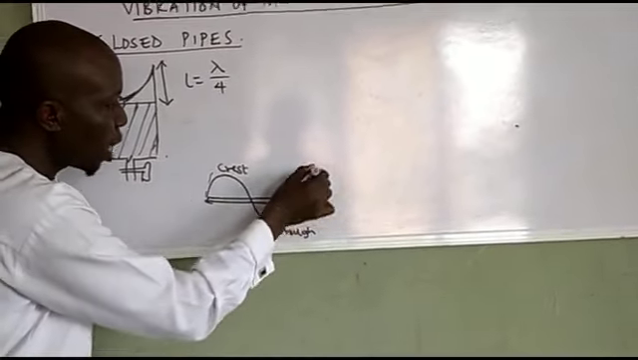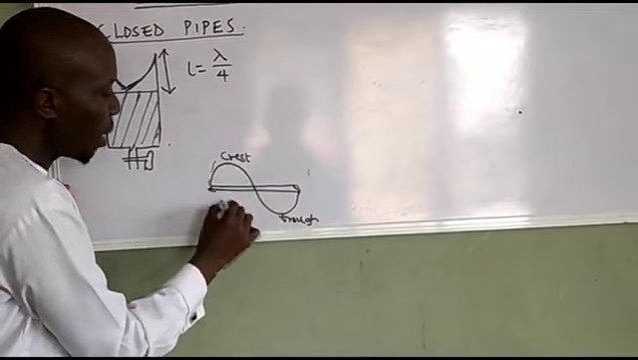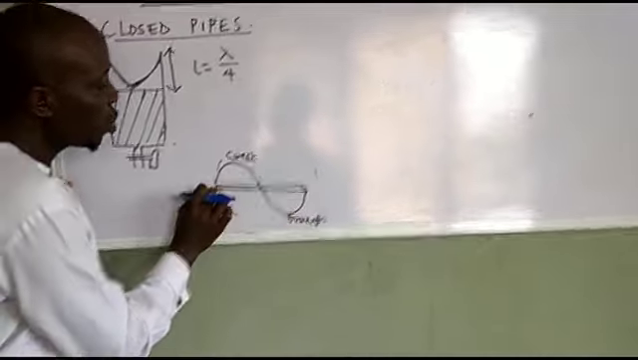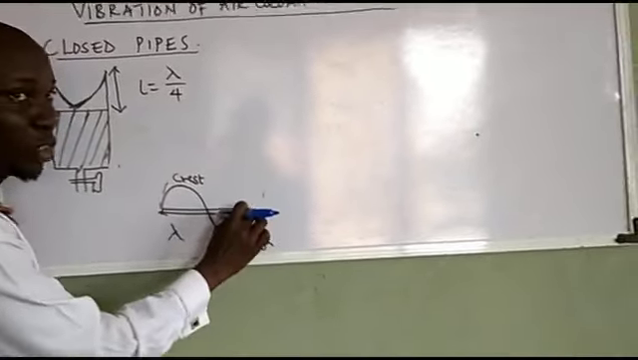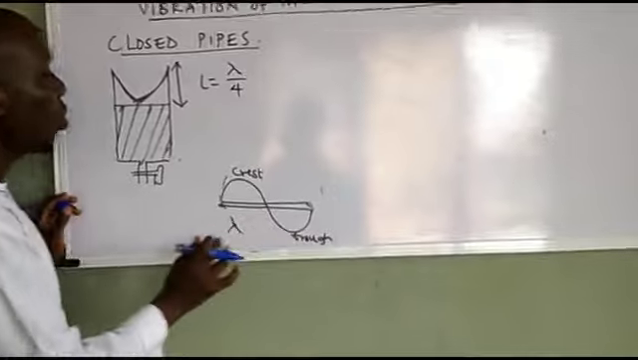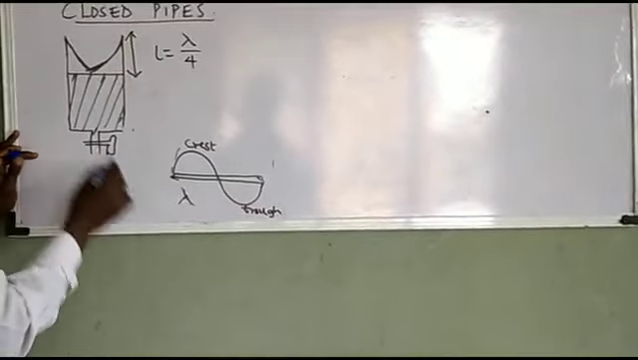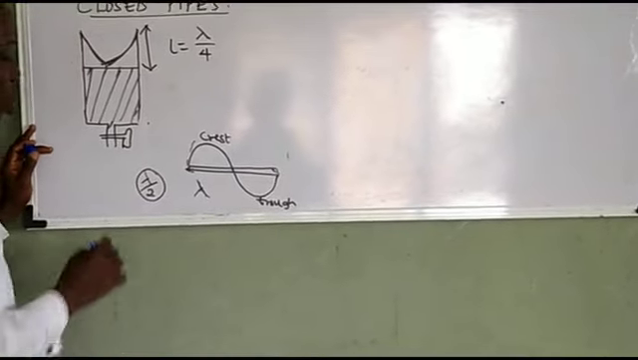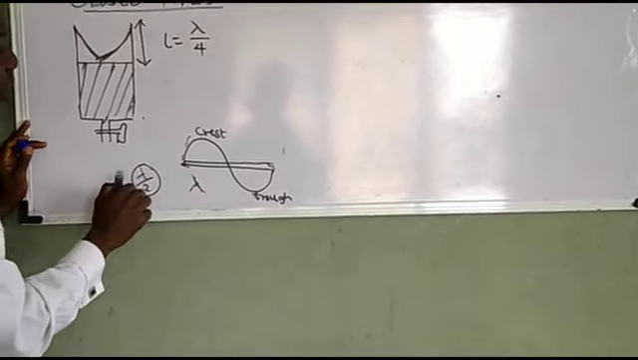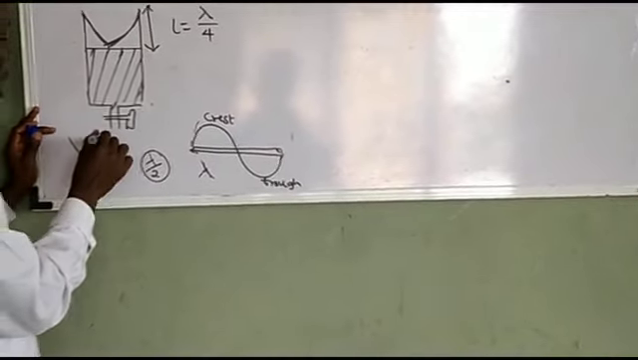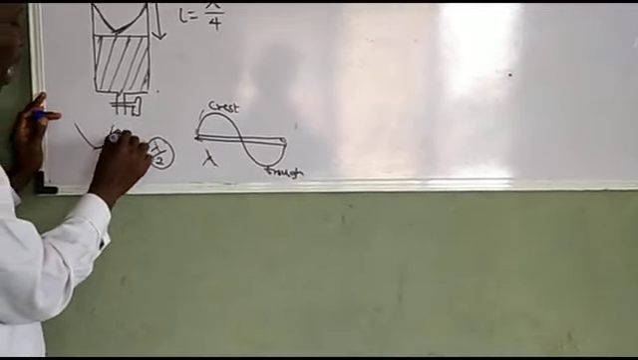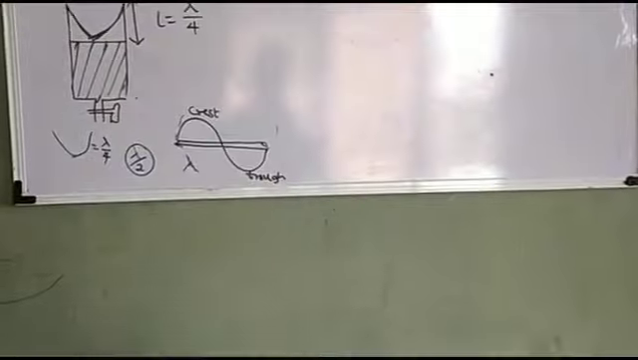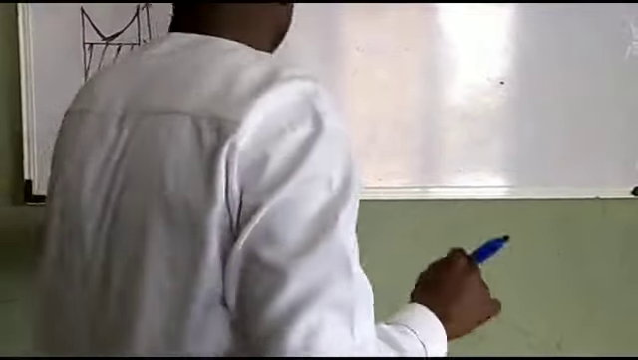And one complete cycle on a normal wave represents one wavelength, which is a full distance between a successive crest and a successive trough. But in a pipe, one complete cycle is lambda divided by 2. Are you getting it now? So if one complete cycle is lambda over 2, then a semi-cycle will be equivalent to lambda all over 4. I hope that is clear. So that is how it is obtained in pipes.